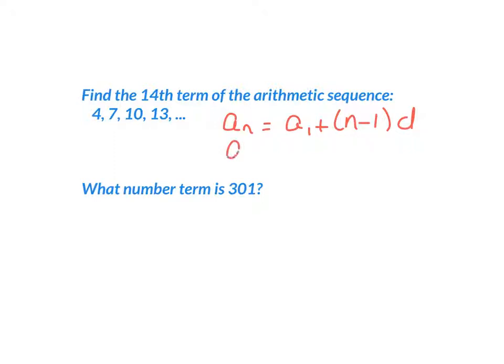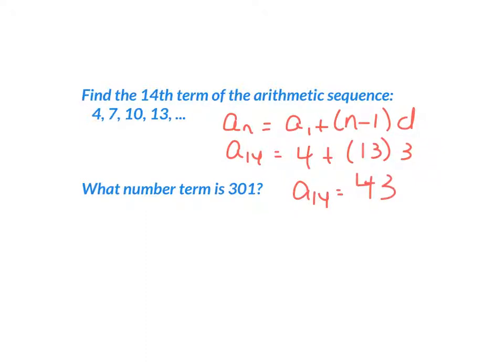I'm looking for the 14th term, so the 14th term is the first term, which is 4. N means how many terms there are. If there are 14 terms, that means 14 minus 1 is 13, and d is 3 because the difference is 3. So just work that out. 13 times 3 is 39 plus 4 would be 40. I got messed up right there. It's 43. And that would be the 14th term.